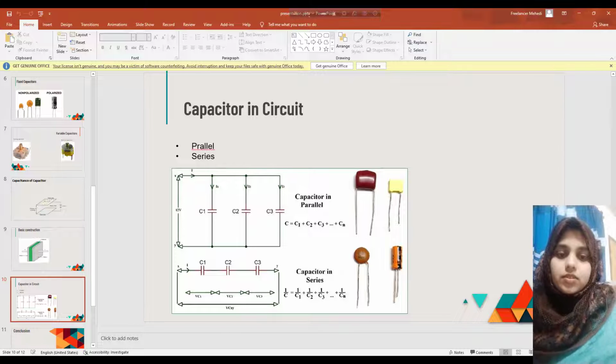In series connection, the charge remains the same all over the circuit. The reciprocal of the equivalent capacitance of capacitors is the sum of the reciprocals of the individual capacitances.